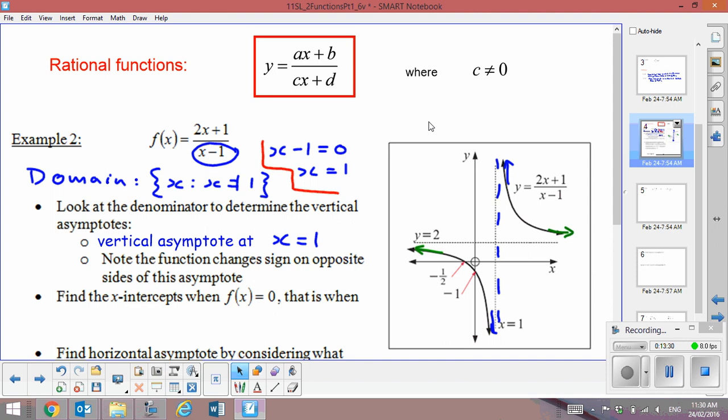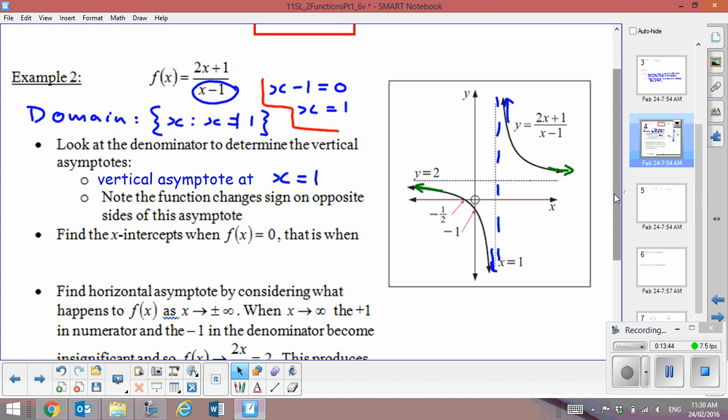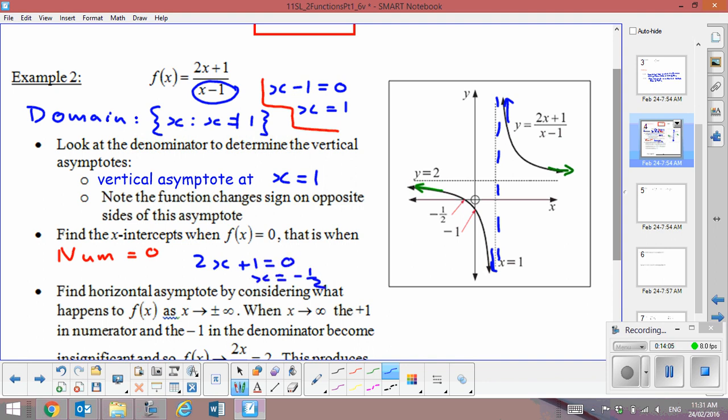All right, find the x-intercepts. How do you find the x-intercepts? If you think you know how, then this is a good place to pause and calculate it. Your x-intercepts are where your denominator equals 0. Not your denominator, your numerator equals 0. So we want to solve 2x plus 1 equals 0, x equals minus a half. So there's our x-intercept at minus a half.